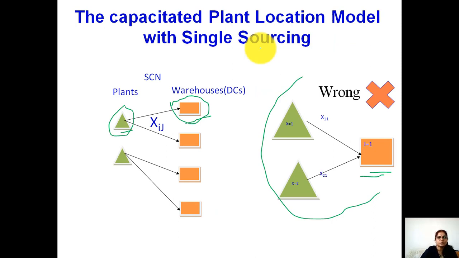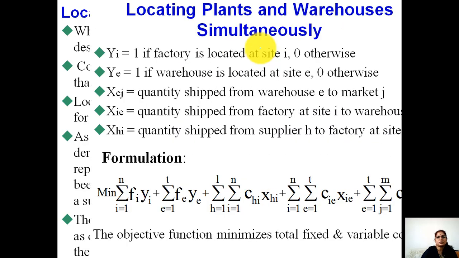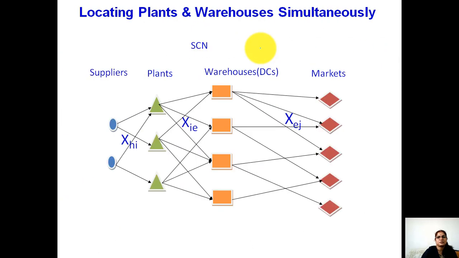And when this single sourcing network is to be drawn, one has to be very careful because it has to be specifically drawn. Coming to the last model, locating plants and warehouses simultaneously. In the sense, this has got all the players. For example, I have shown the network like this. There are suppliers which are supplying to various plants. Plants will receive from the suppliers and also supply to warehouses. Warehouses receive from plants and also supply to markets.